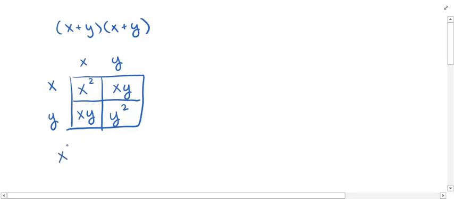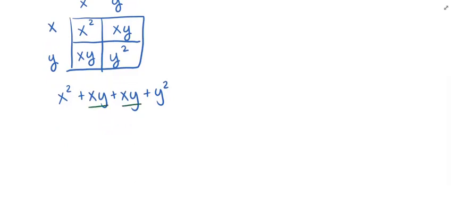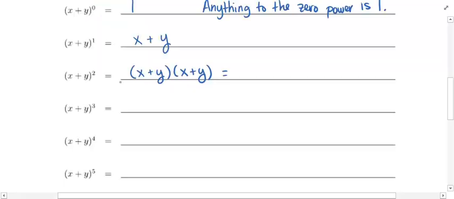So I'm just going to write it down. This is going to be x squared plus xy plus another xy plus y squared, and then we can combine like terms. Like terms have to have the same variables raised to the same powers. So we have an xy and another xy, so those guys will combine. This will turn into x squared plus 2xy plus y squared. So I'm going to go write this in the blank. If we expand this guy, this is going to be x squared plus 2xy plus y squared.